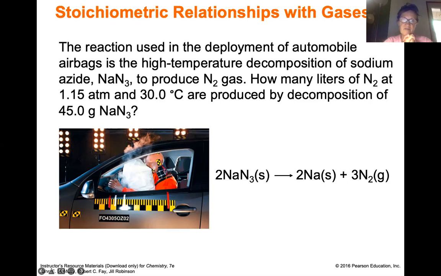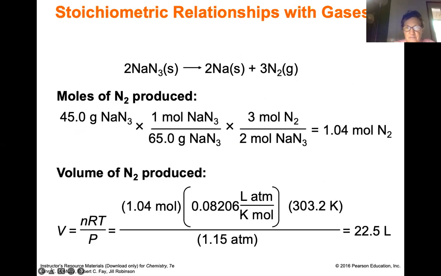So when we start out with 45.0 grams of the reactant, we're going to have to convert that to moles with the molar mass. So that's where we'll start. So 45.0 grams of sodium azide. The molar mass of sodium azide is 65.0. So 1 mole is 65.0 grams. And when we look at the stoichiometry, you get 3 moles of nitrogen for every 2 moles of sodium azide. And so we end up, same type of calculation as chapter 3, with 1.04 moles of nitrogen.